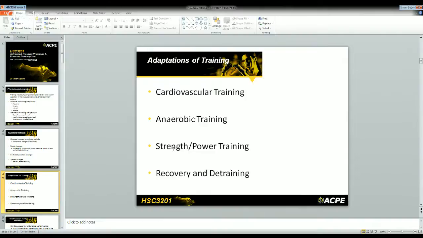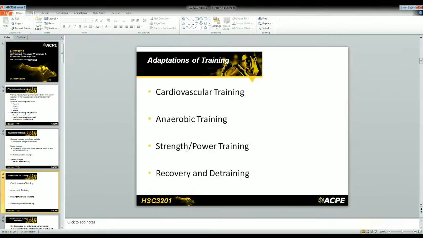Then we're going to have a look at things such as strength and power training. At this stage, we're talking generically about strength and power, but think of this: it can include absolute strength. We can look at power, we can look at endurance, we can look at explosiveness. So it's a general term that means more than just that in the way we're going to be using it.